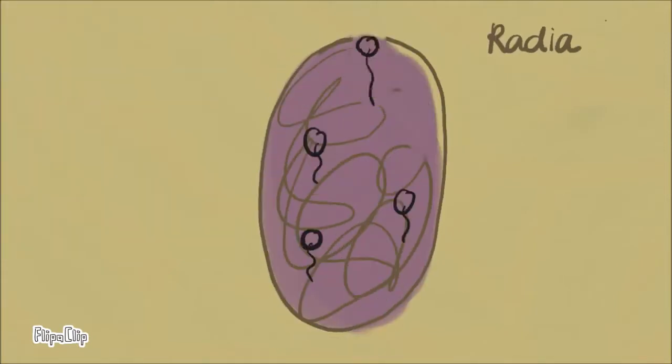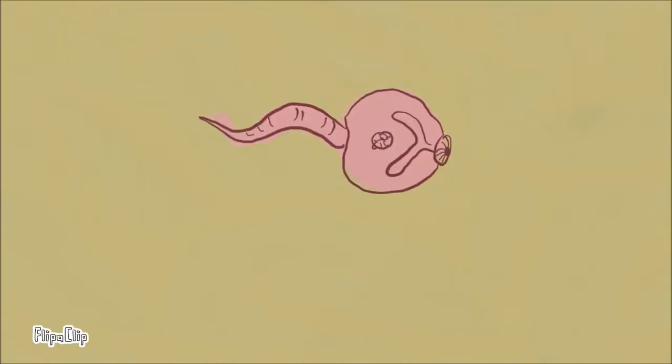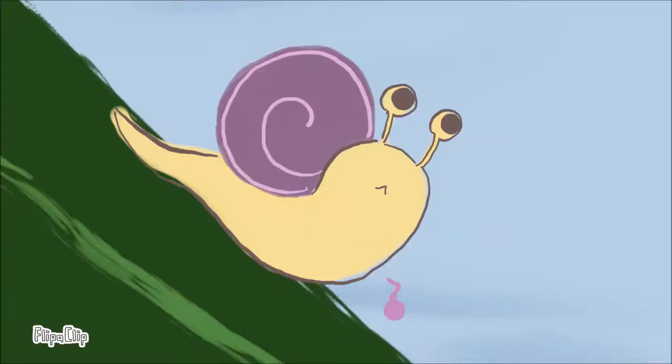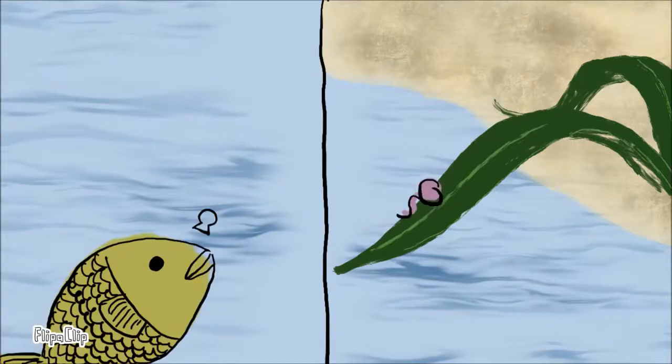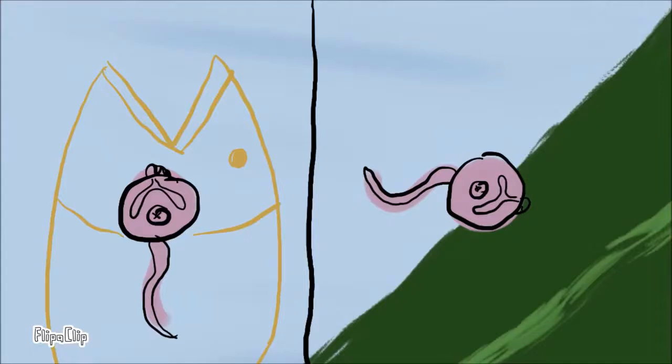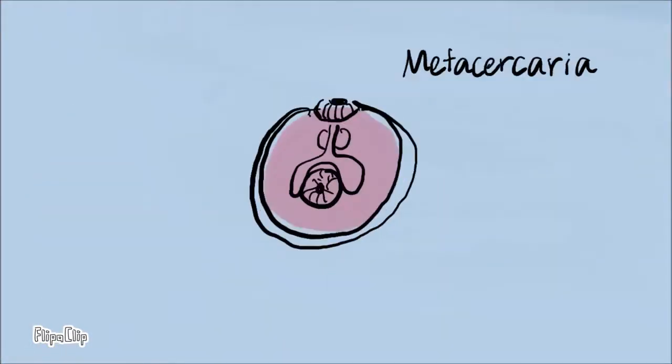The next stage is cercaria. At this stage, motile, free-swimming cercariae leave rediae through the birth pore, then leave the first intermediate host to infect second intermediate hosts, like fish and some water plants. Inside the second intermediate host, the cercaria removes its tail and encysts.